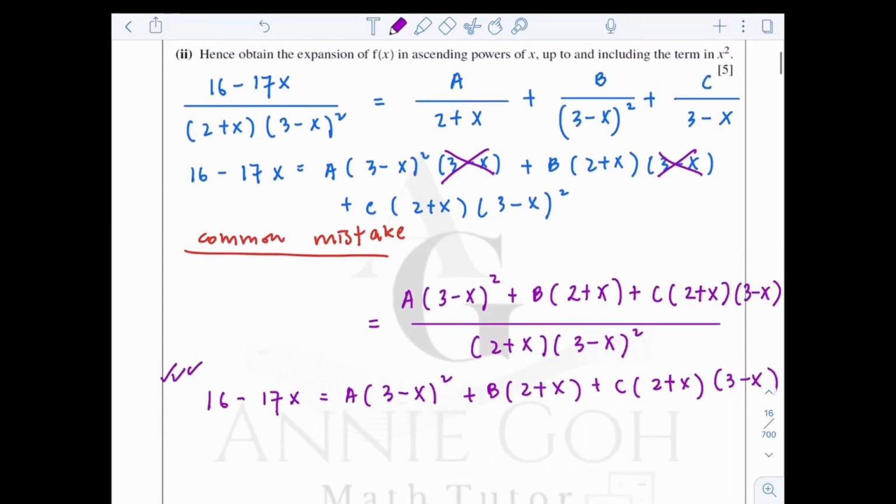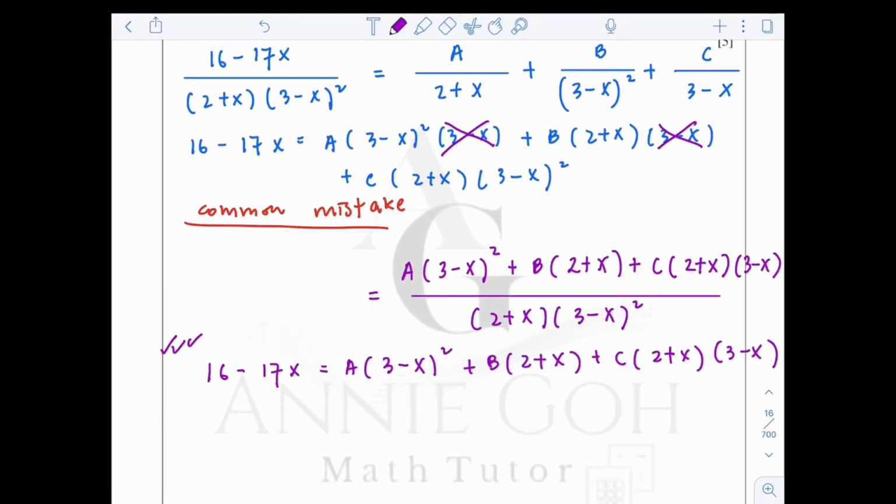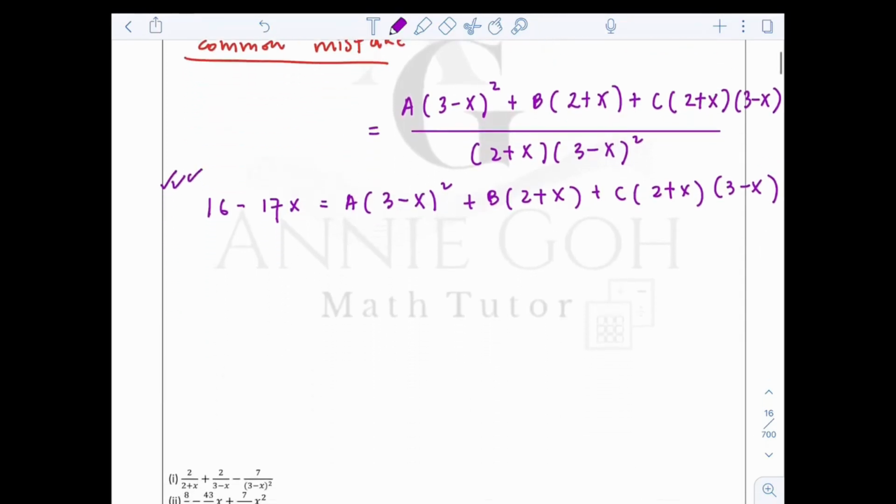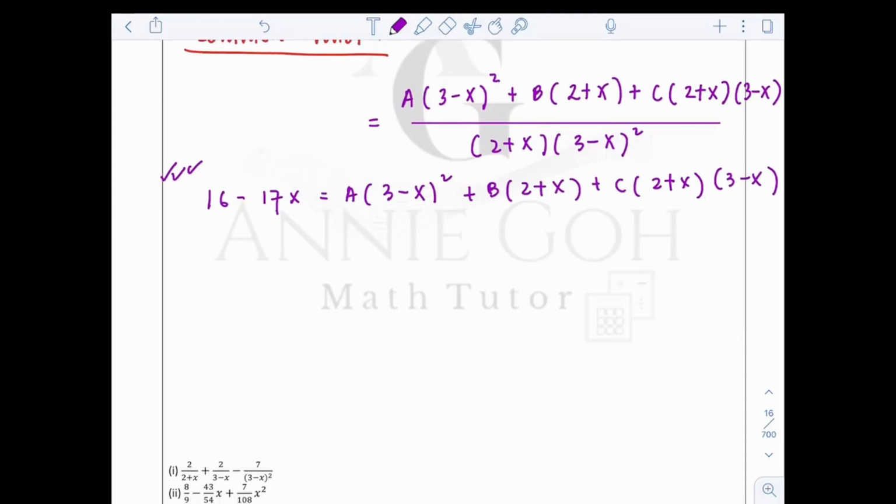Please take note here. For this type 3, it is the one where students usually make mistakes. The method in finding A, B, C is exactly the same as type 1 now. Let's say we want to make one of the factors become 0. Let's say I choose this factor, 3 minus x. To make 3 minus x equal 0, we sub in x equals 3 into both sides. For the left hand side, when you sub in x equals 3, you will get negative 35.